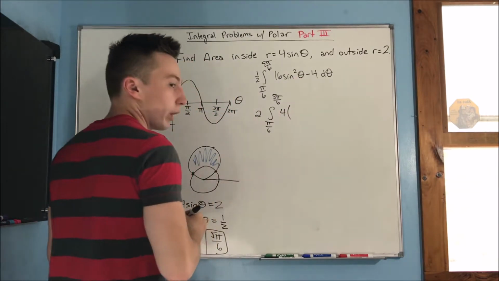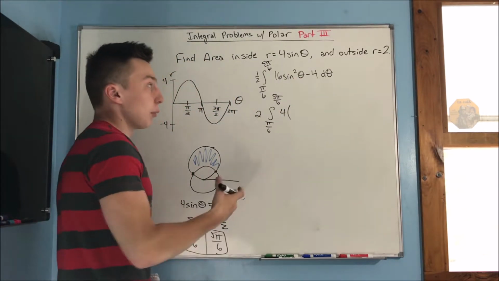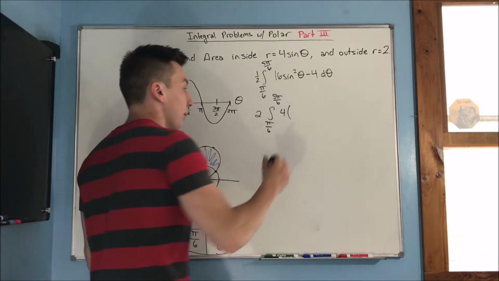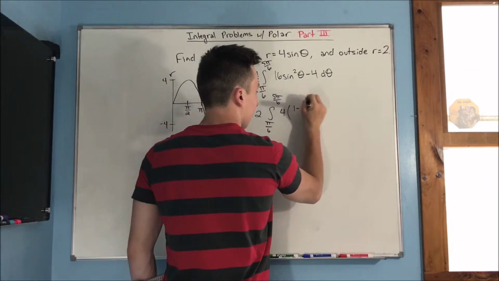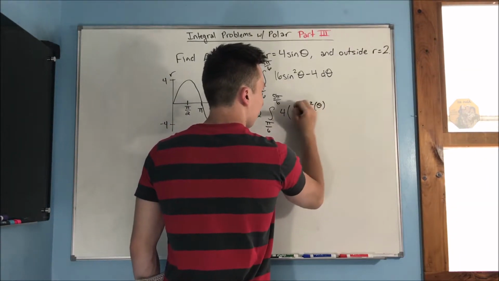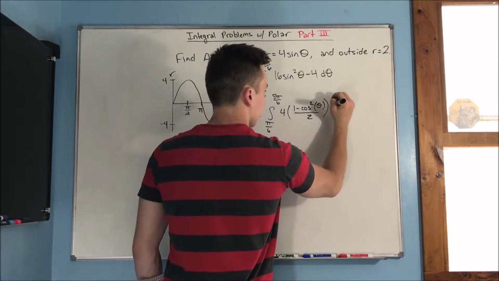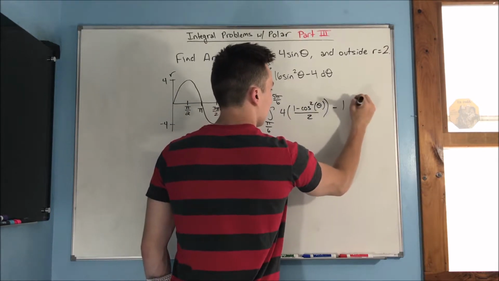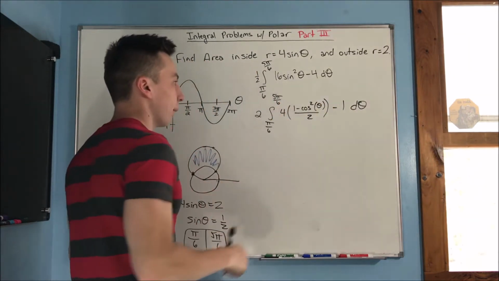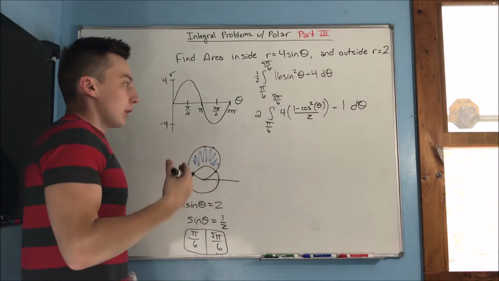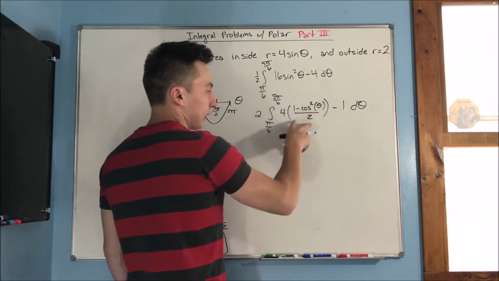times, well, we can use that half angle identity already to simplify down sine squared. That will become 1 minus cosine of 2 theta over 2, we can subtract 1 d theta. Remember, we took out that 4. Okay, so we can simplify this.